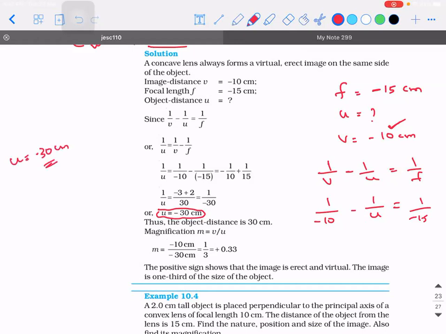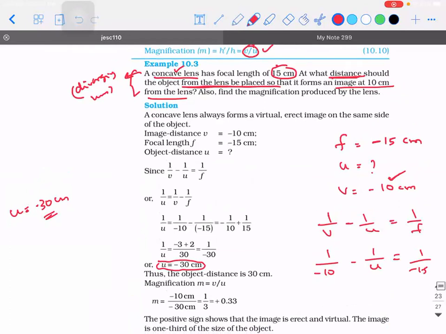So what is the magnification? What else are they asking? Also find the magnification produced. m is equal to v divided by u. But when you apply the formula, you need to apply sign convention also. v is minus 10, u is minus 30. So 1 by 3. So magnification 1 by 3, is it less than 1 or greater than 1?